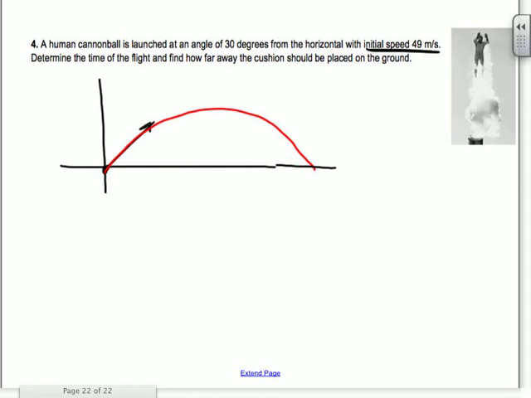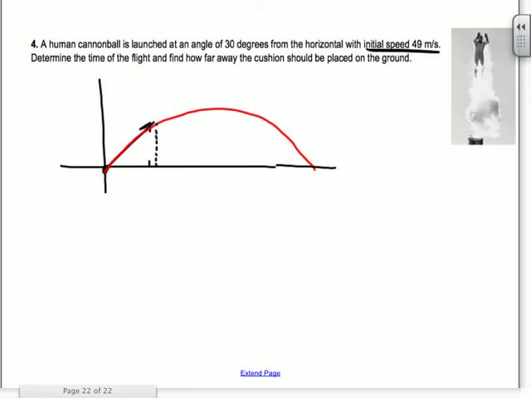It's not 49 meters per second straight in the air, right? So you have a vertical component and a horizontal component. We don't know how fast he's going straight up and how fast he's going straight over. Okay, so we need to find those.